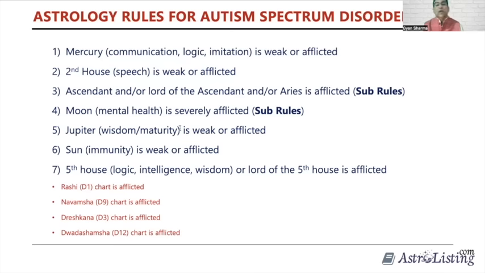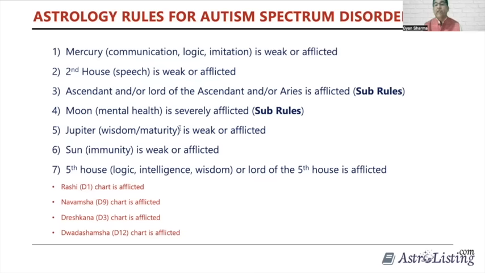Third rule is about the ascendant and sign Aries. As we know, the ascendant is the most important house for good health. It is also called Lagna in Hindi. If the ascendant or lord of the ascendant is weak, afflicted, or ill-placed, then there is a chance that any type of health issues, including mental health issues, may arise.